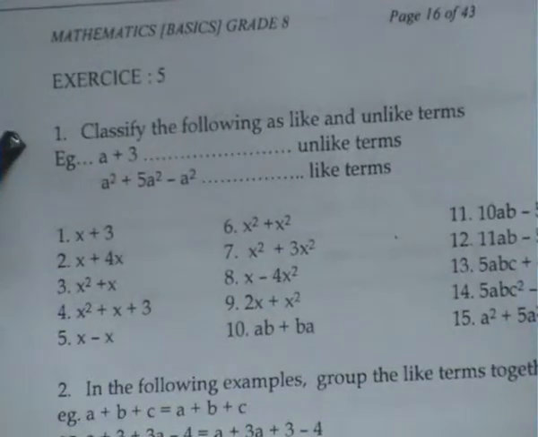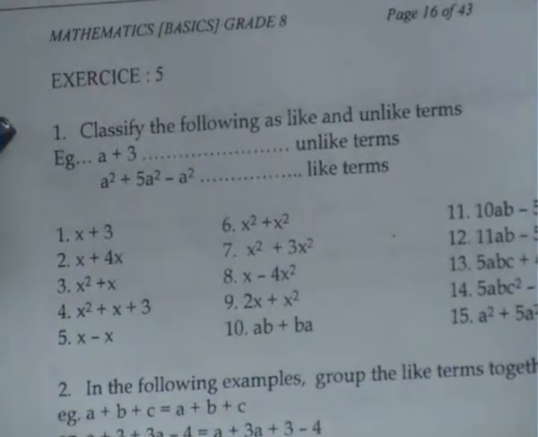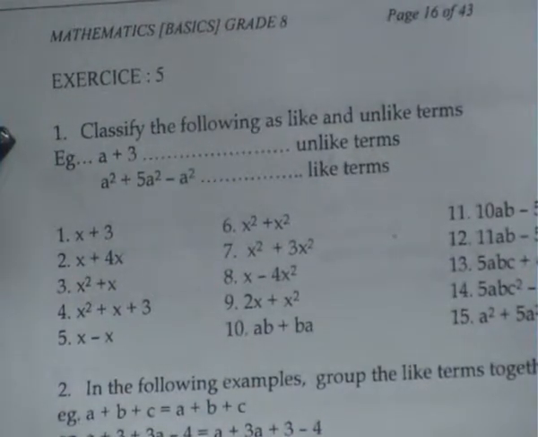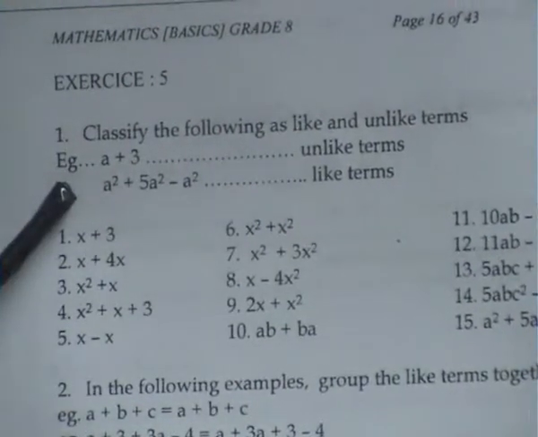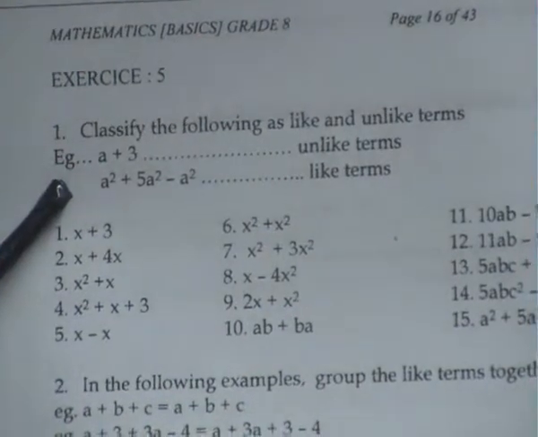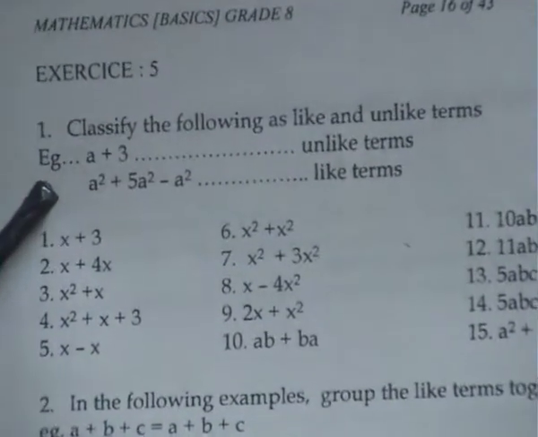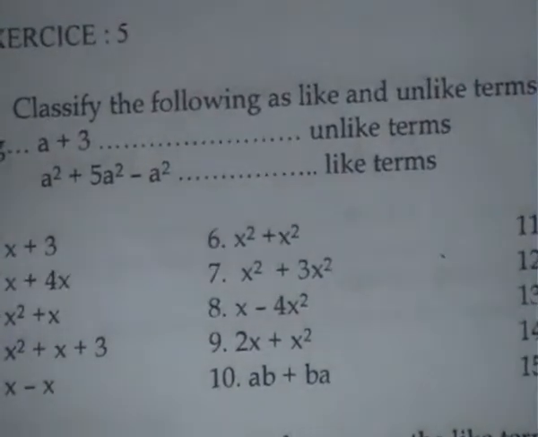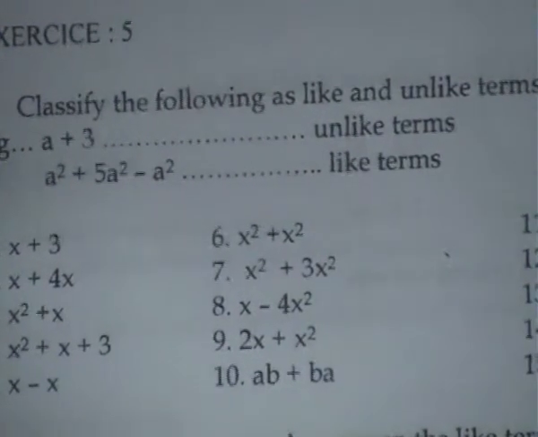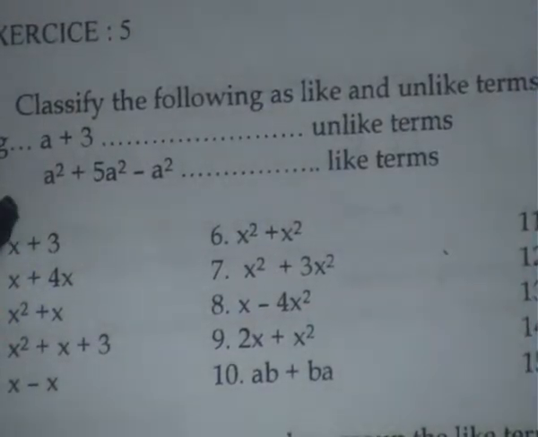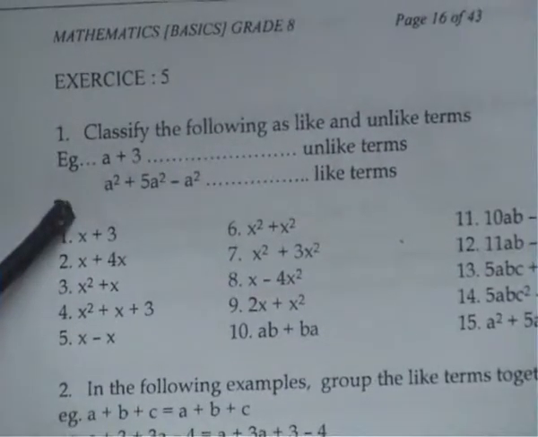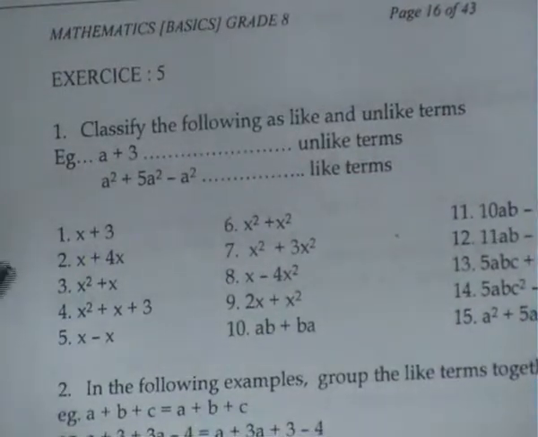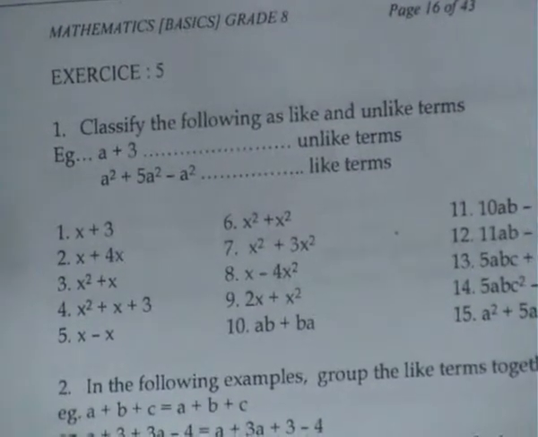Here's a little exercise for you to do. Classify the following as like and unlike terms. For example, if you are given a plus 3, then your answer will be unlike terms because the powers are different. If you are given an example like a squared plus 5a squared minus a squared, then the powers are all the same, a squared, a squared, a squared. Therefore, the answer is like terms. All right, so you will have to do this exercise now.